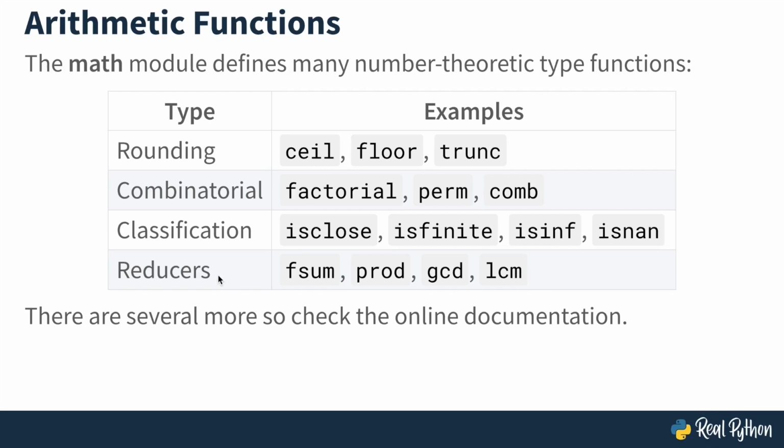And then there are functions that are reducers. So these are functions that take either an iterable as an argument or a variable number of arguments and then produce a single value. So definitely take a look at the online documentation for the math module so you can see what all the other functions are and some examples.